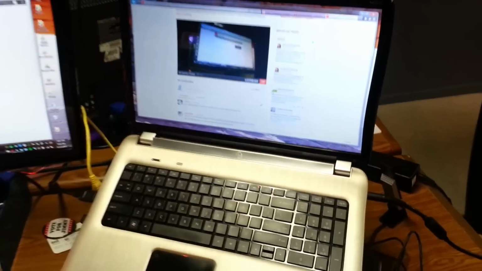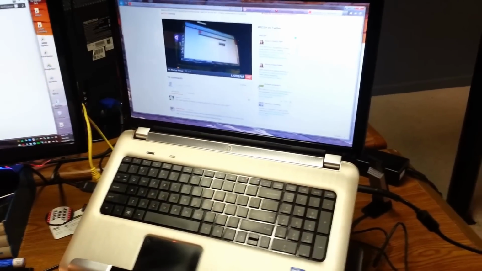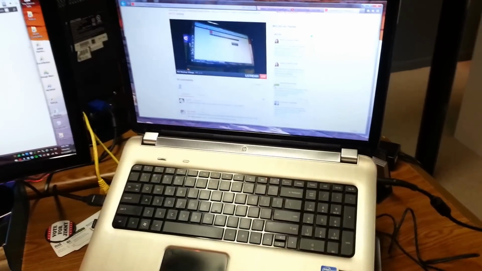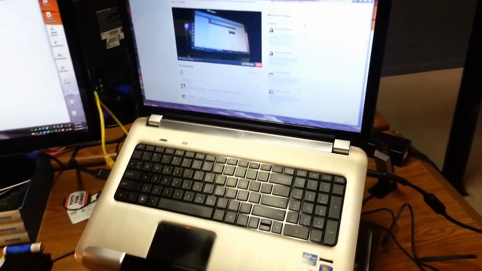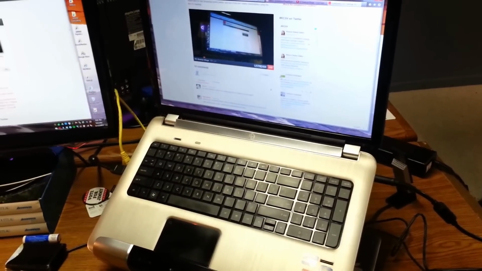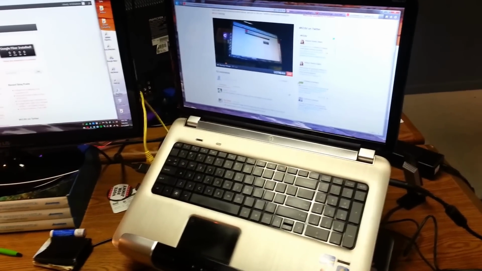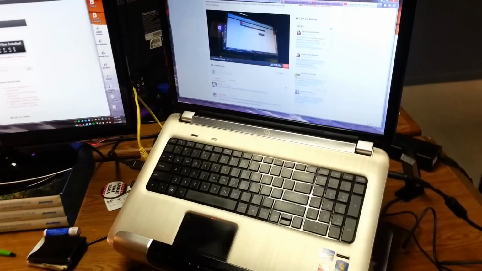This is my laptop. It is an HP DV7. It's got an i7 second generation processor, a 1 terabyte drive, supports wireless N, and other than that, it's a stock standard laptop.